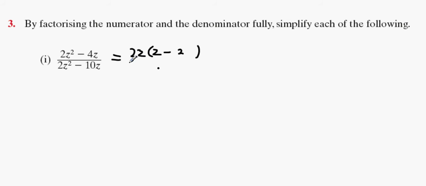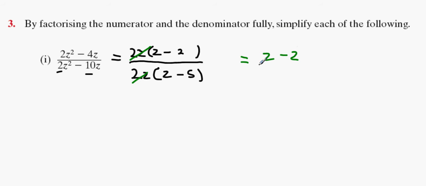Then from the bottom, we're going to take out 2. Once again, both numbers are even, so we can take out 2. We can also take out z, and what we're going to be left with is z minus 5. Then we can look at both of them and cross off what they have in common, which is the 2z. So our answer is going to be z minus 2 divided by z minus 5.